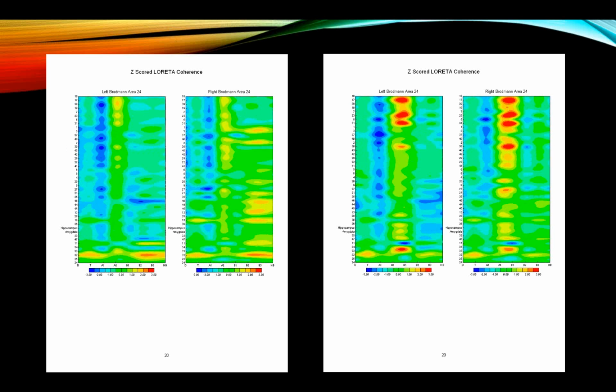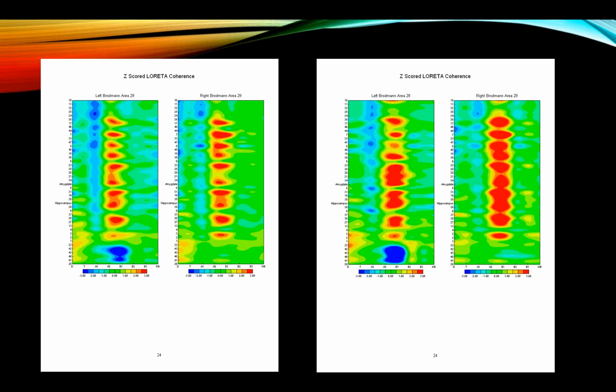Okay, and here is the anterior cingulate, area 24. And again, you can see how there's a massive change in alpha 2 and beta 1. And the entire expression of the brain changes. Now, we keep on looking. Here's area 29. Area 29 is the posterior cingulate. And so now we're looking in the back of the head, and we're looking at how it's communicating with virtually every other Brodmann area. And again, we're seeing a massive shift.